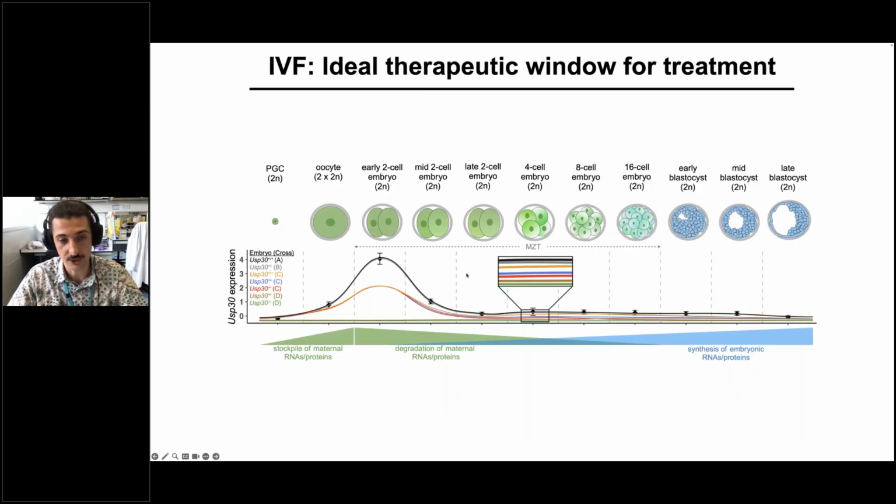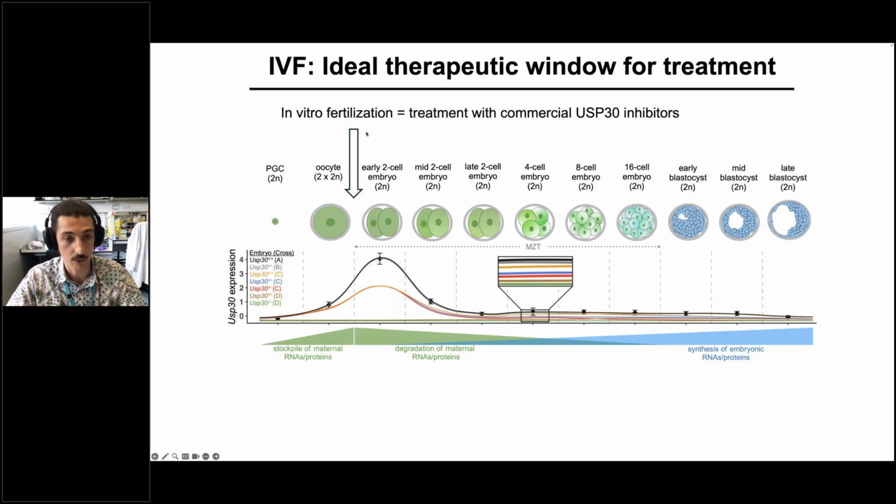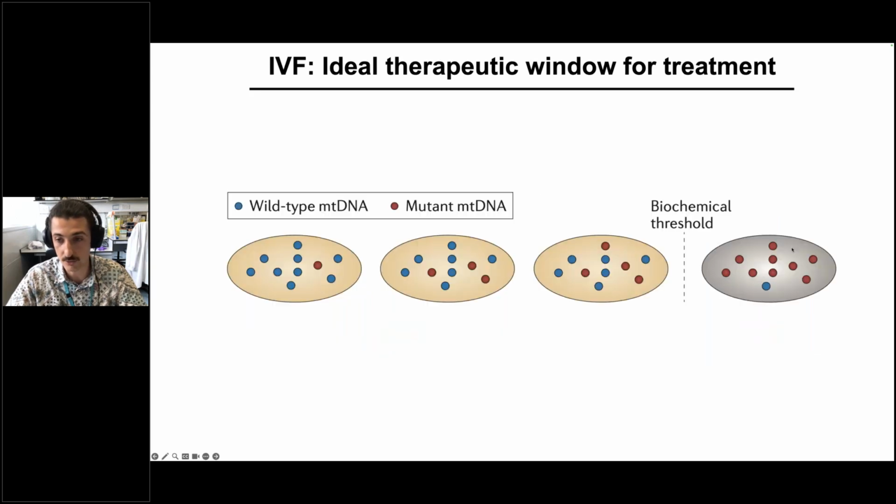Interestingly, the fact that selection acts at this step means that we have an ideal therapeutic window for treatment, because mothers who carry the mutation are generally advised in clinical practice to have in vitro fertilization. Combining in vitro fertilization with commercial USP30 inhibitors that are already in clinical trial could decrease mutant load below the biochemical threshold. Therefore, this is a new way to treat and prevent mtDNA disorders that affect 1 in 8,000 people.